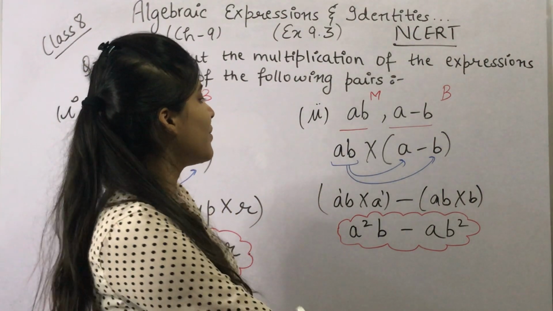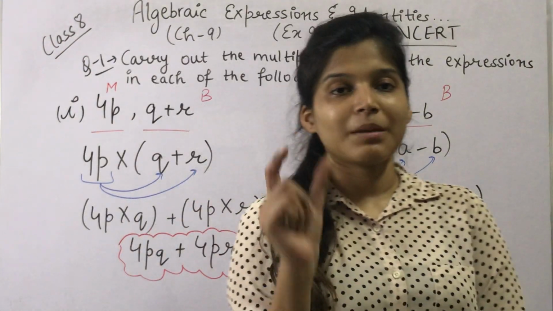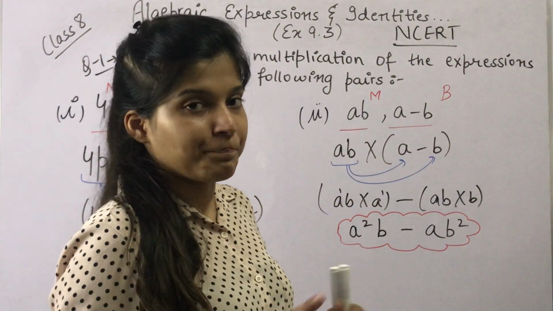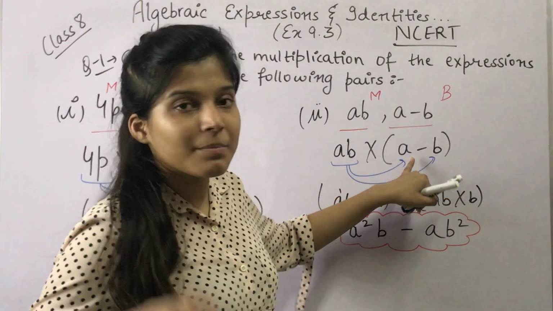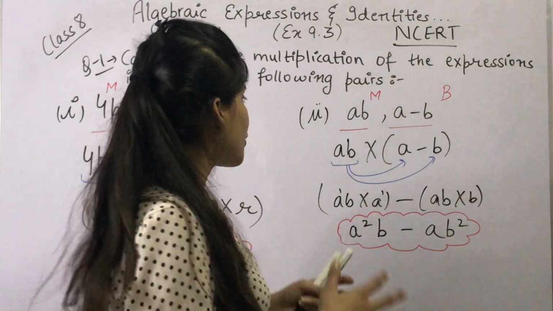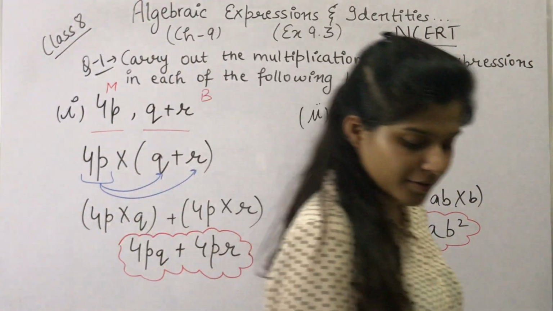Okay, so with this we have completed our second part as well, where we multiplied AB by the binomial expression A minus B. Okay, so first we multiplied AB by A, then we multiplied AB by B. So this was our second part. Now let's come to the third, fourth parts.